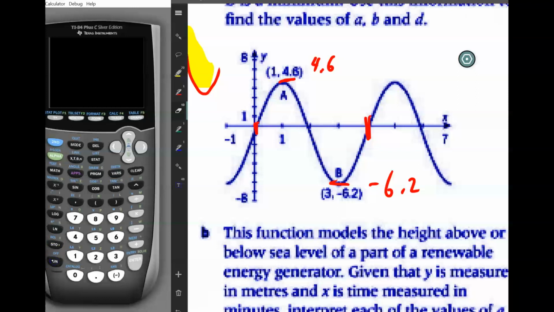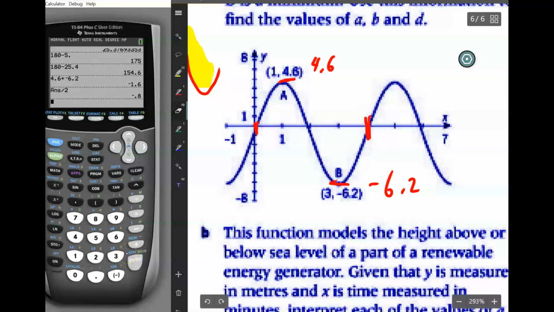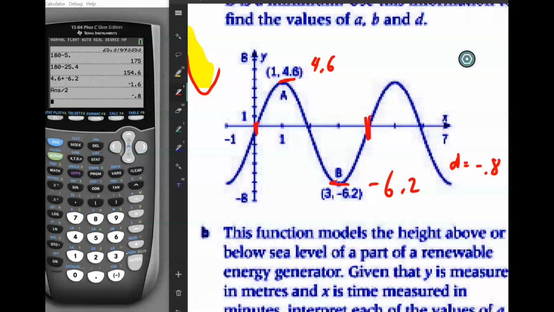I can't do that without the calculator, so I will turn the calculator on and I will do 4.6 plus negative 6.2, and that gives me negative 1.6. I divide that by 2 and it gives me negative 0.8. So the d value is going to be negative 0.8. Okay, and the a value should be the distance from negative 0.8 to 4.6, or the distance from negative 0.8 to negative 6.2.